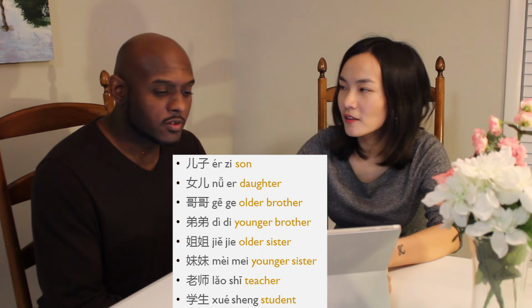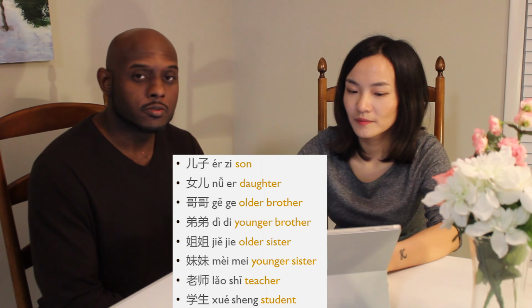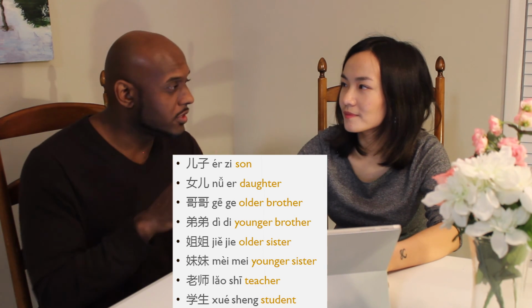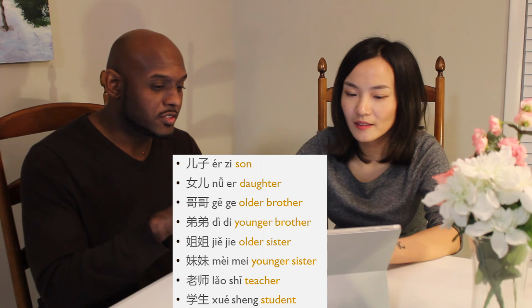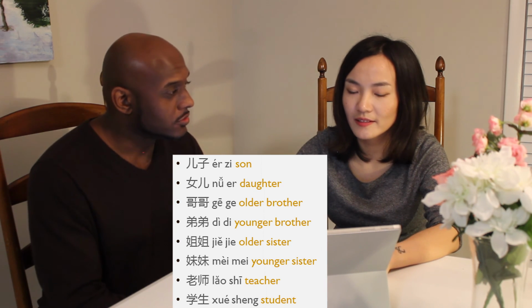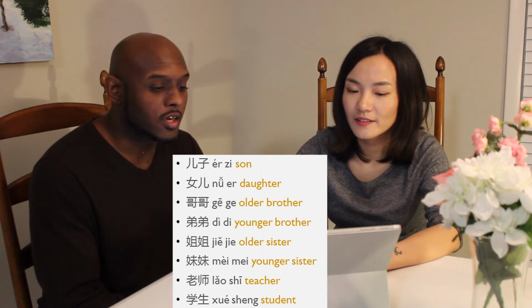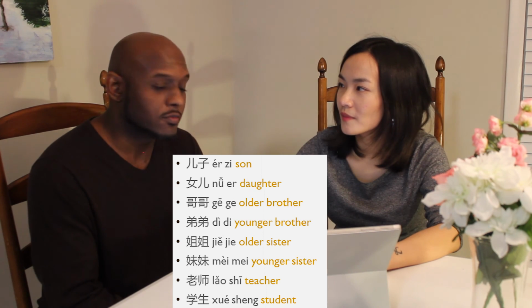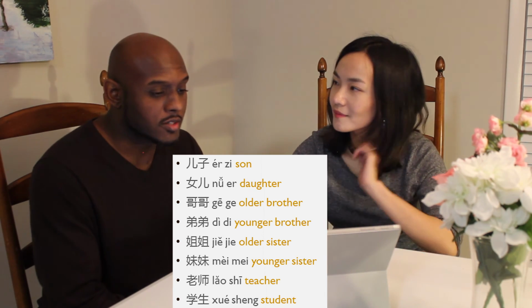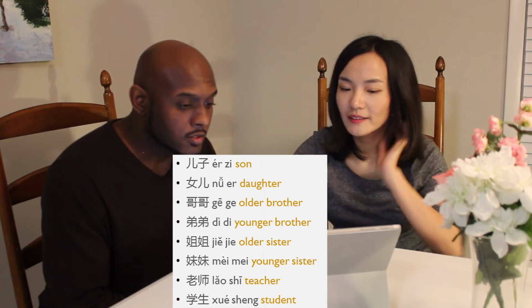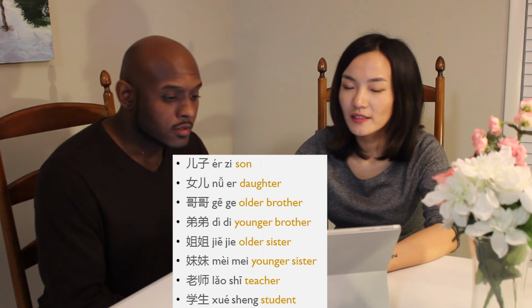Be careful. This 儿 almost looks like the number 2, 二. But if you remember, that had a 4th tone on it, right? This has a rising tone, a 2nd tone. So it's more like 儿子. It's a different character, of course. But just for pronunciation, it's also pronounced differently. Okay. 女儿 is daughter.